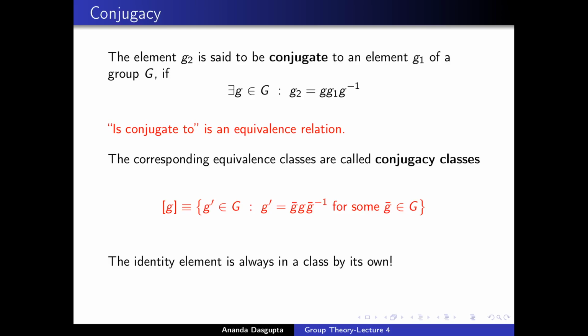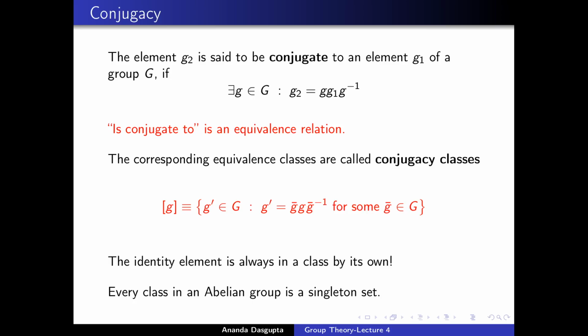Well, on the other hand, the other extreme is when we talk about abelian groups. In an abelian group, every element is in its own conjugacy class. Hence, every class in the abelian group has only one element. And that's also very easy to see.